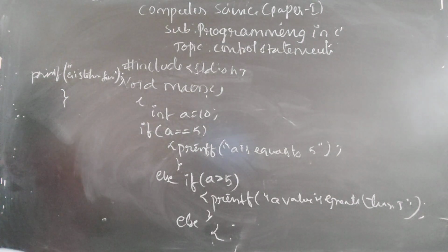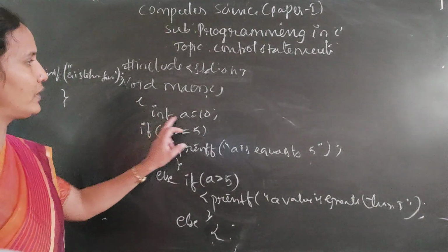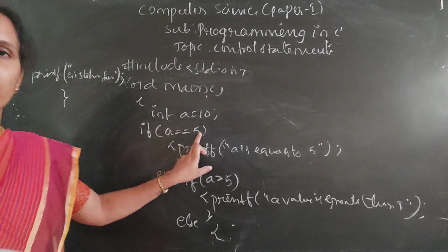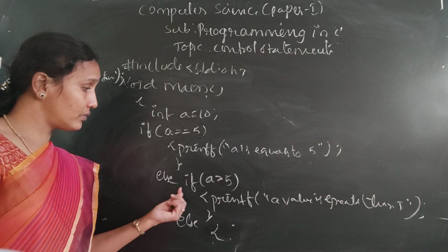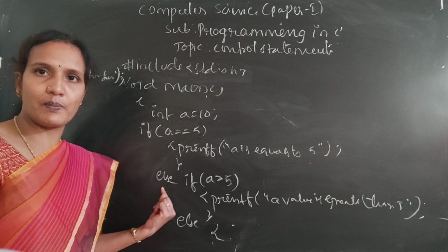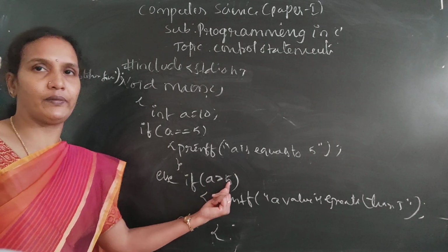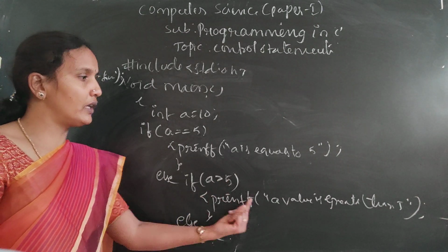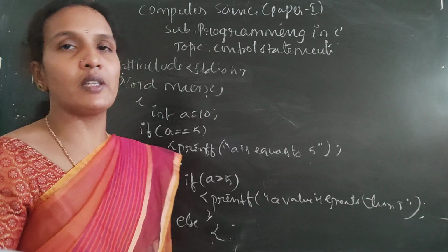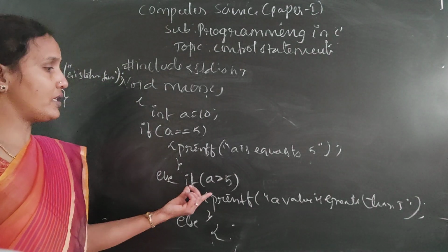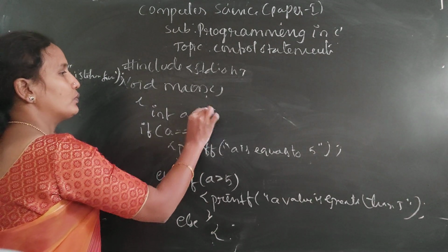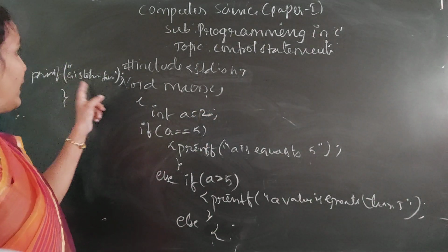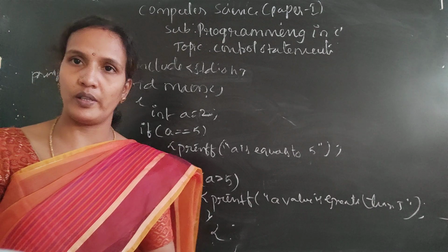Close it. See here, what is the value of a? 10. Is 10 equal to 5? No, the condition is false. Then we'll check the next one. Else, if a is greater than 5, the condition is true, then what will you get? You will get a value is greater than 5. If this is false, for example if the value of a is 2, then you will get the message a is less than 5.